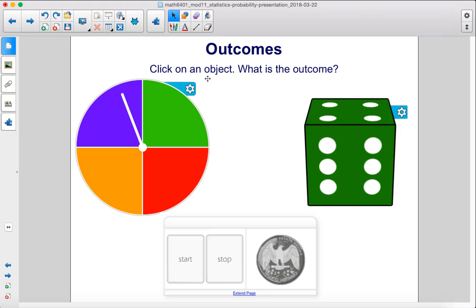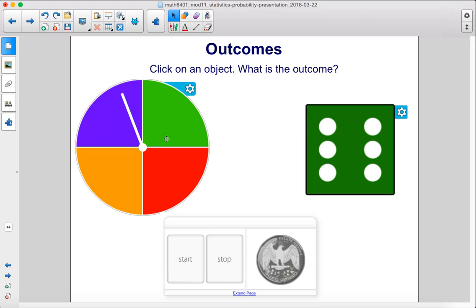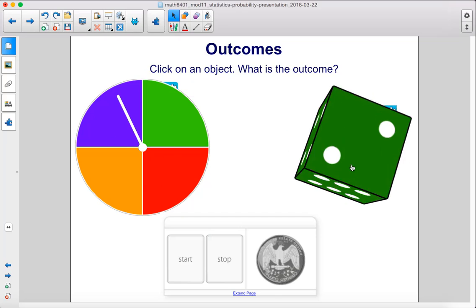Outcomes. Click on an object. What's the outcome? Alright, if I click on this one, it spins and then randomly lands on purple. If I click again, now it randomly lands on red. So I could keep doing this a lot of times and see how many times we get purple, green, red, or orange.